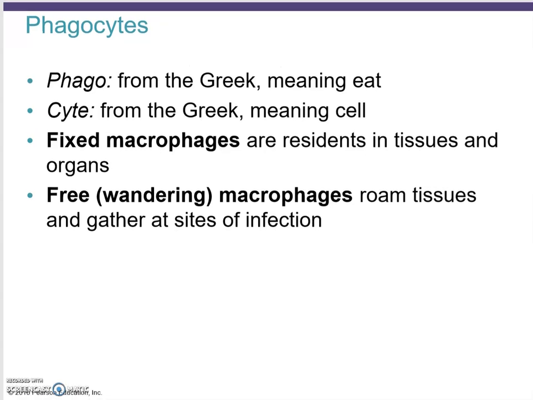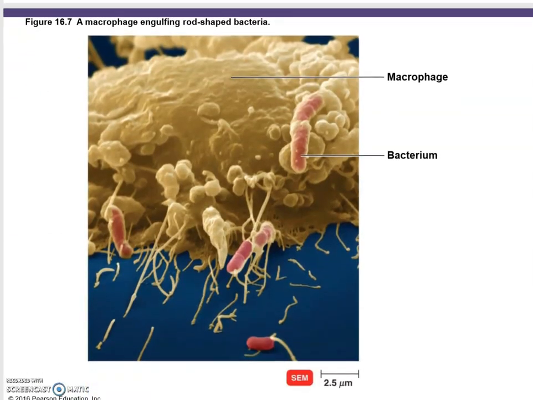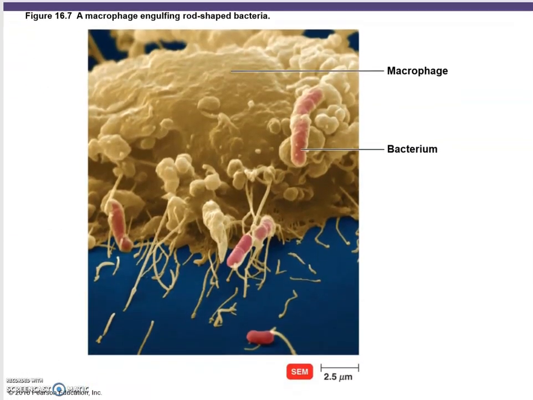Okay, so now let's take a look at phagocytes. Phago means to eat from the Greek, and cyte, of course, is cell. So a phagocyte is a cell that eats, an eating cell. We have a variety of phagocytes. We have fixed macrophages that are resident in tissues and organs, and then we have free or wandering macrophages that roam tissues and take a look, sort of like a police patrol that patrols a certain area. So here you have a macrophage engulfing rod-shaped bacteria. So that's their job. They're engulfing bacteria and internalizing them and destroying them.